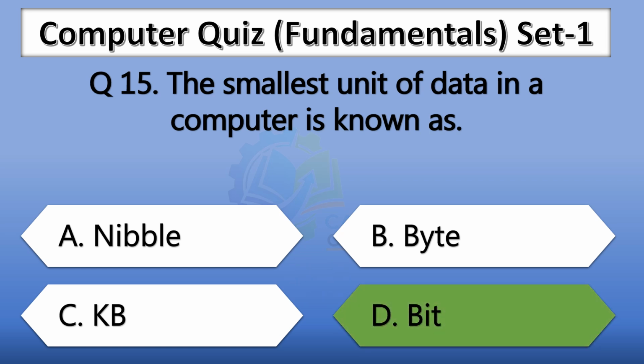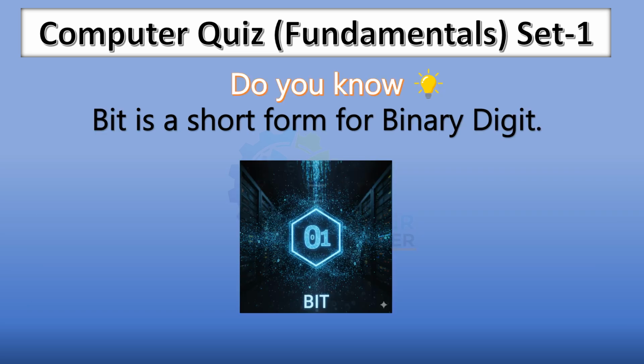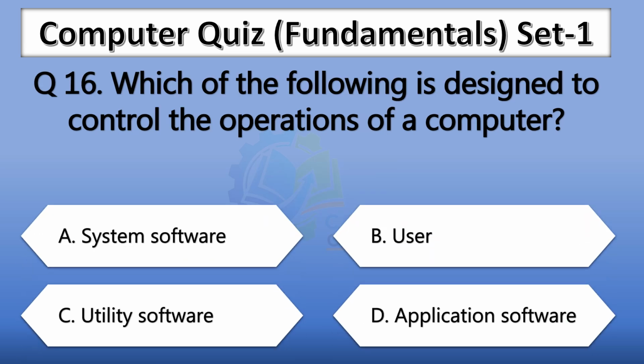The correct option is bit. Do you know bit is a short form of binary digit? Which of the following is designed to control the operations of computer? The options are system software, user, utility software or application software.